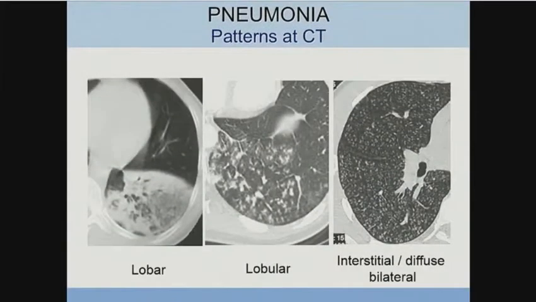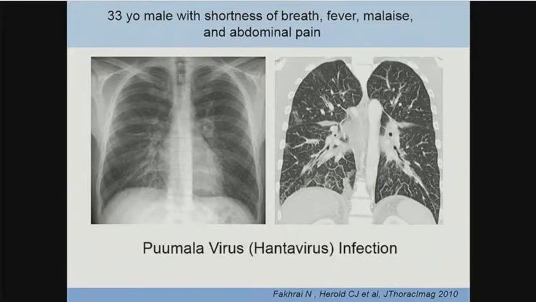These are the patterns at CT. This is lobar disease, not difficult to recognize. This is lobar disease, as we just saw, and this is diffuse interstitial disease caused by a respiratory virus in a young man, affecting all the airways, causing an infectious panbronchiolitis. This is another example of diffuse interstitial disease.